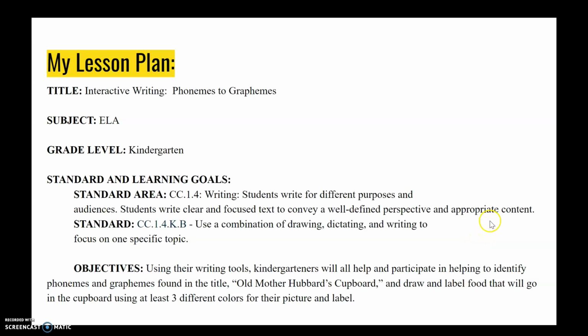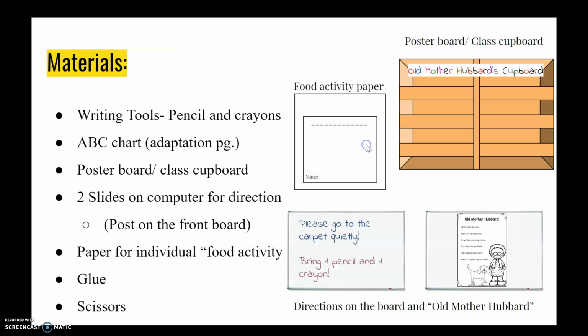And then the objectives, so this is my objective. Using their writing tools, kindergartners will all help and participate in helping to identify phonemes and graphemes found in the title, Old Mother Hubbard's Cupboard. They will then draw and label food that will go in the cupboard using at least 3 different colors for their picture and label. These are all of the materials.